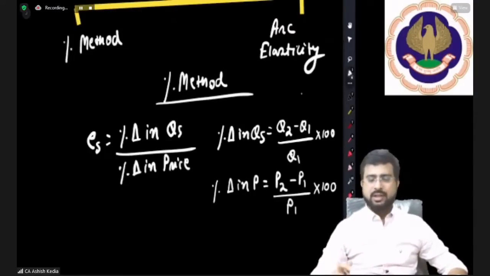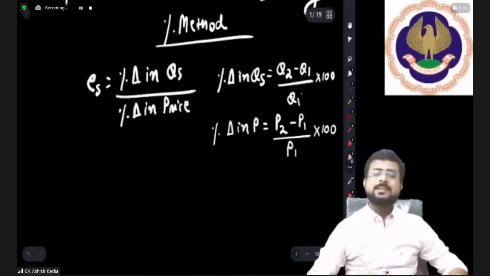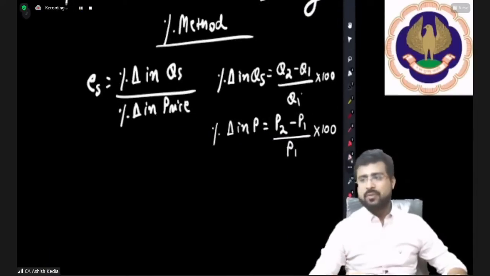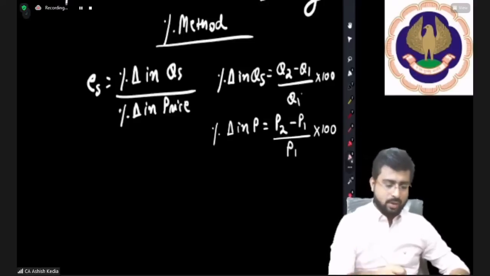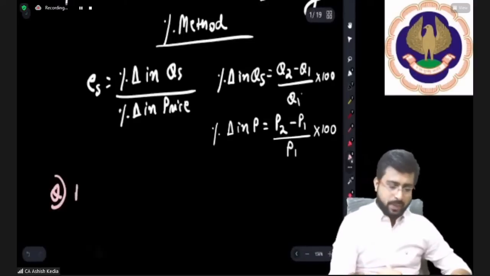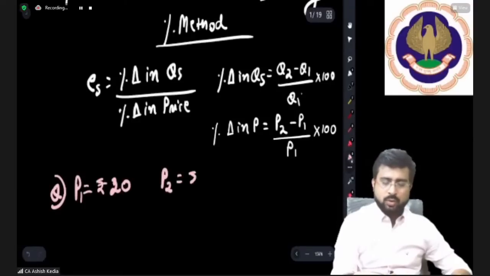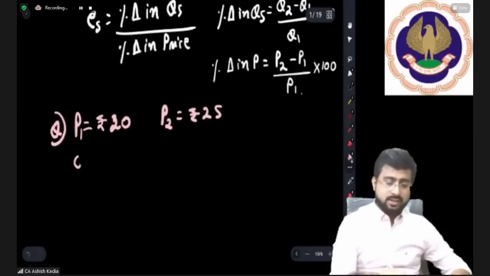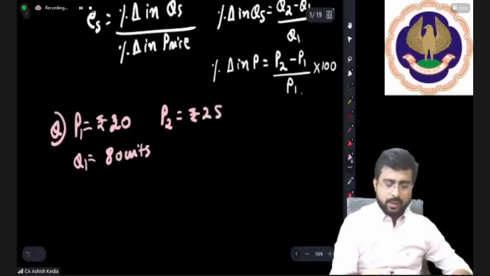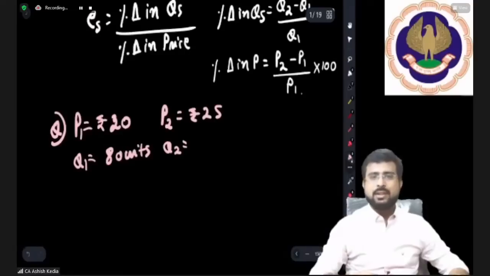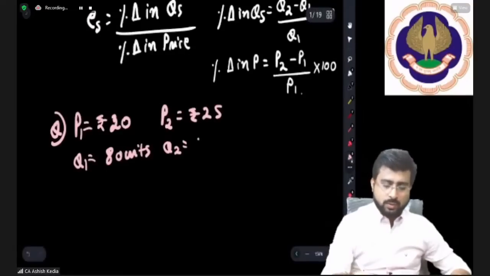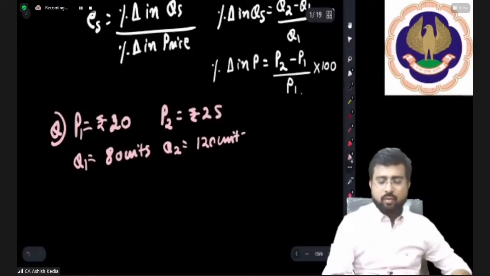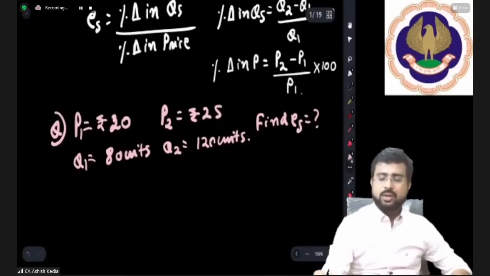Okay, so let's start discussing. I'll give you an example first and then we will calculate. So the question is, if the price of a commodity was initially, let's say, 20 rupees and now the price has risen to 25 rupees. As a result, the quantity supplied initially was, my dear friends, 80 units, and now the quantity supplied has risen to 120 units. What you are expected to tell us is, you have to find out the elasticity of supply.